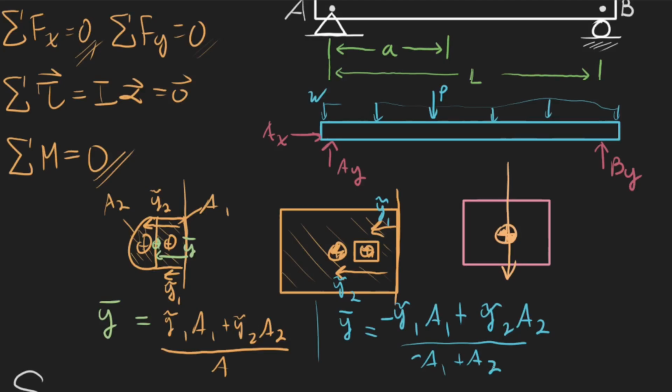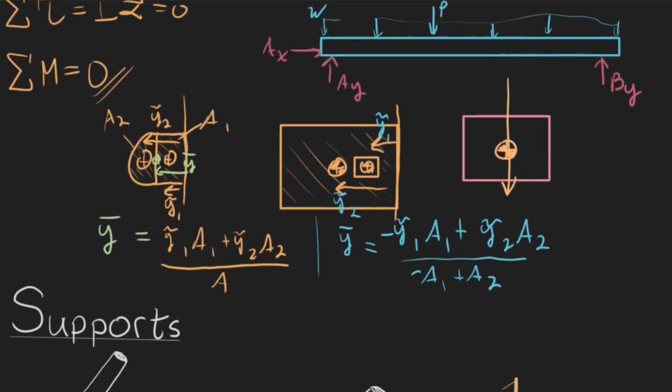And then you can extend this process with an integral. The definition of your centroid is that y bar is equal to the sum of all of your y tildes at some location differential area over adding up your differential area.